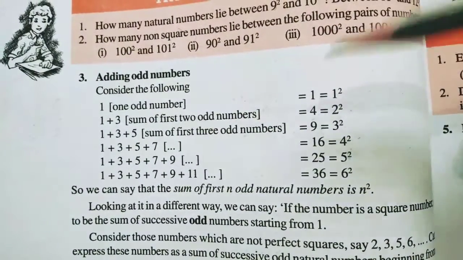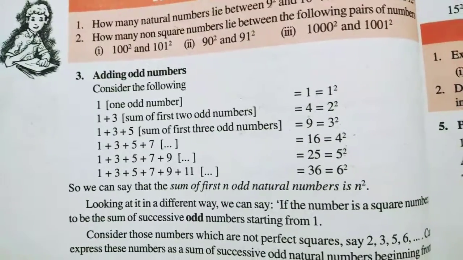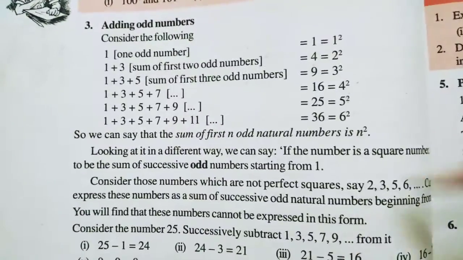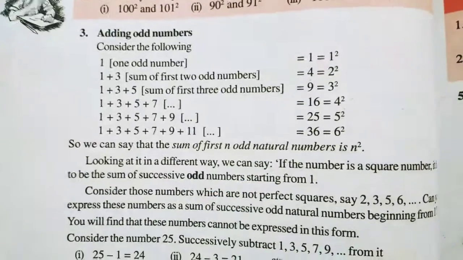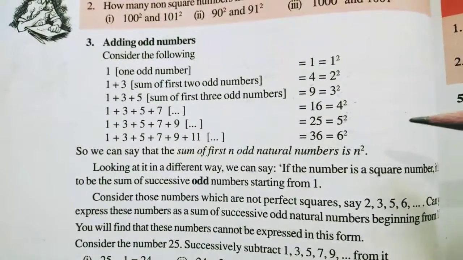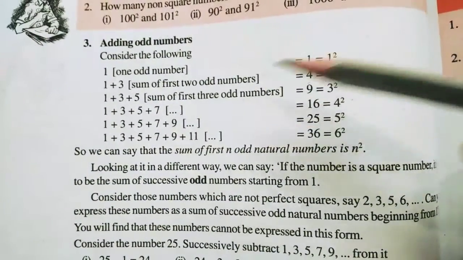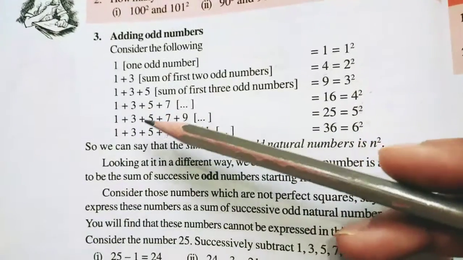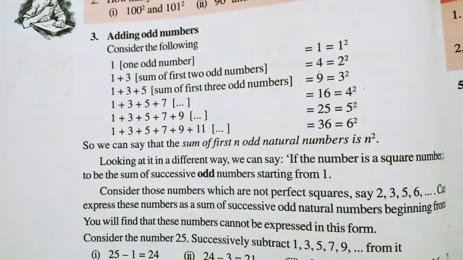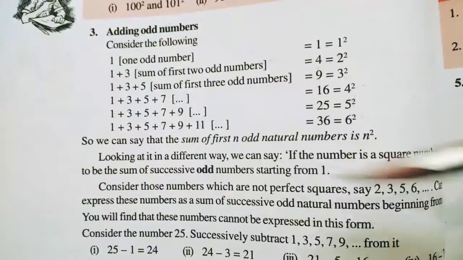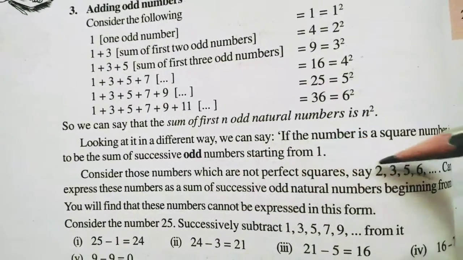So you have to add it serial wise. Understood? So if a number is a square number, it has to be the sum of the successive odd numbers starting from 1. Okay, so you have to start from 1 always. You cannot start from the middle. Always you have to start from 1 and go continuously. Understood?